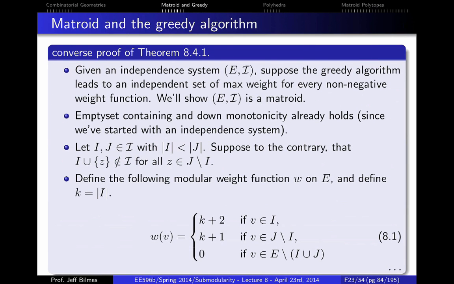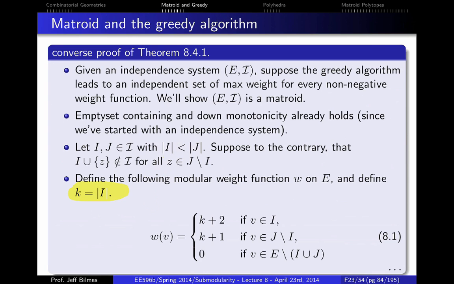So let's just define this particular weight function. First of all, let's say that I is of size k. That's just whatever size I is. And we're defining this modular weight function to say that, well, if v is in I, then it has weight k plus 2. If v is in the residual of J not in I, then it has weight k plus 1. And otherwise it has weight 0.